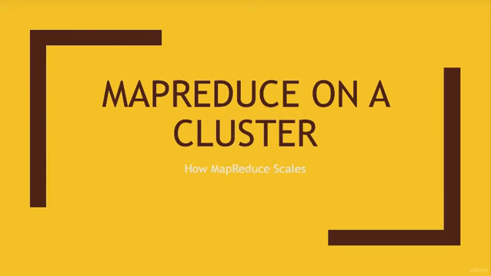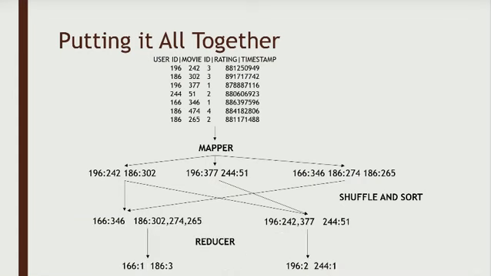So we talked about MapReduce at a conceptual level, what mappers and reducers do, and it's really not that complicated, is it? So let's talk in a little bit more depth about what's actually going on under the hood when you run a MapReduce job on a Hadoop cluster. So let's go back to that example that we used in the previous lecture.